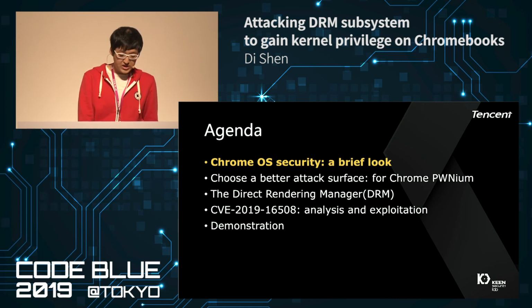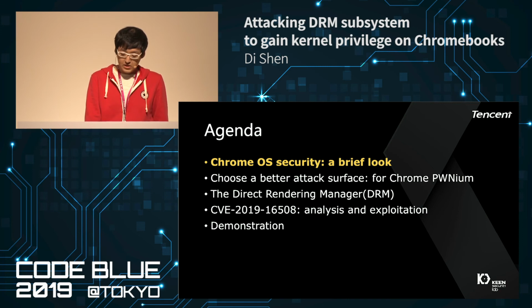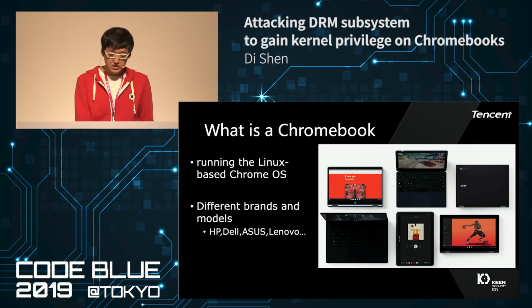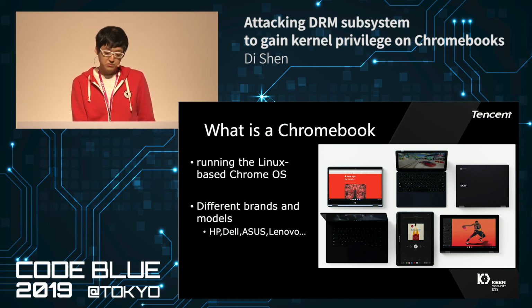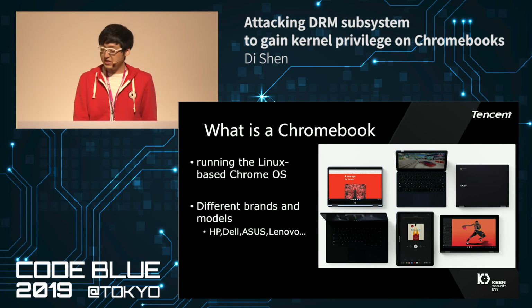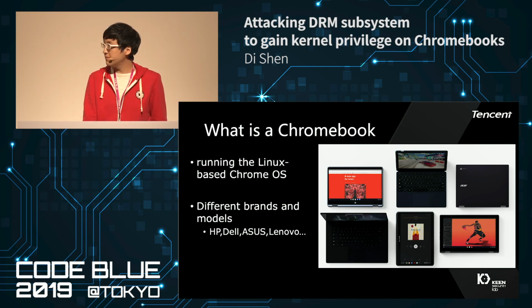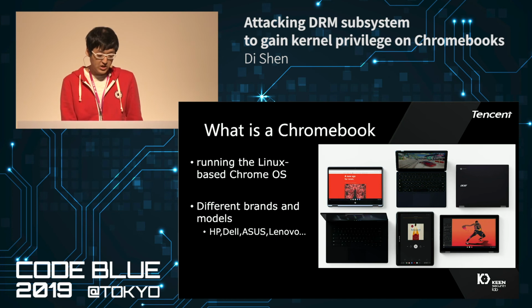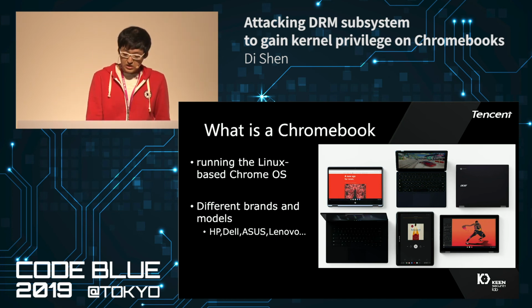Here is today's agenda. But first of all, let's take a look at Chrome OS security. What is a Chromebook? In the picture, you can see there are many different kinds of Chromebooks. A Chromebook may be a laptop or tablet. A Chromebook runs a Linux-based Chrome OS, and there are different brands and models. In the picture, you can see some Chromebooks made by HP, Dell, Asus, and Lenovo.